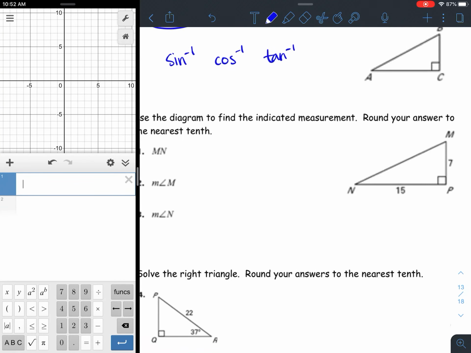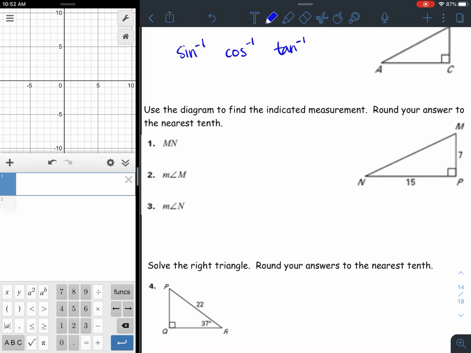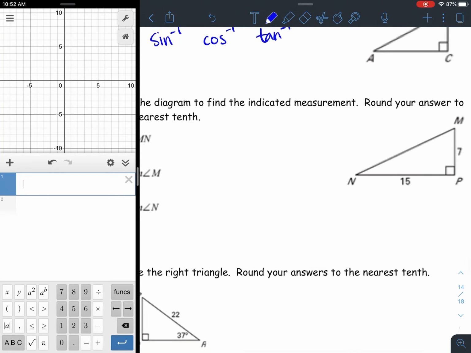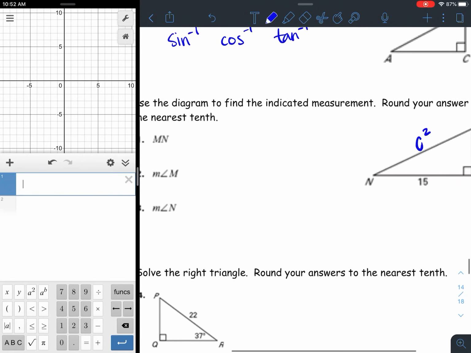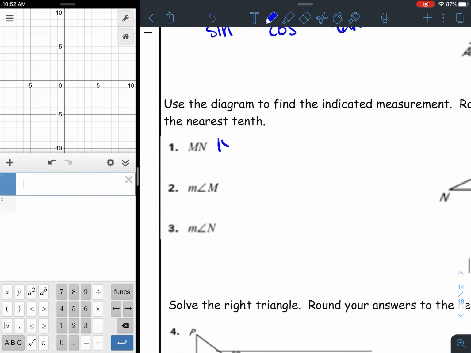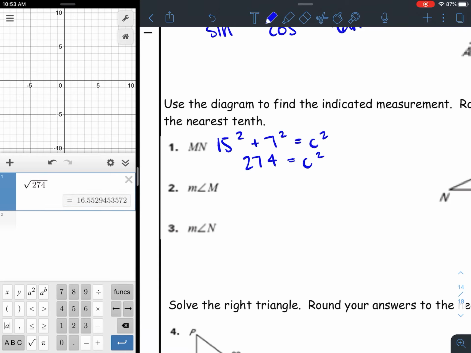So if we move over here to the right, it says use the diagram to find all the pieces. Round your answer to the nearest tenth. This means that we can also round our side to the nearest tenth, which saves us a little bit of time. Don't forget that we can use Pythagorean theorem to find our hypotenuse. So 15 squared plus 7 squared is equal to c squared. This is 274 is equal to c squared. And if we go ahead and work that out, square root of 274 rounded to the nearest tenth is 16.6.